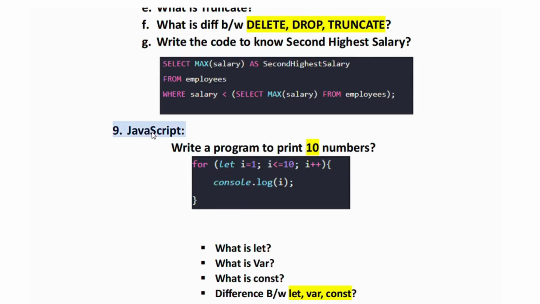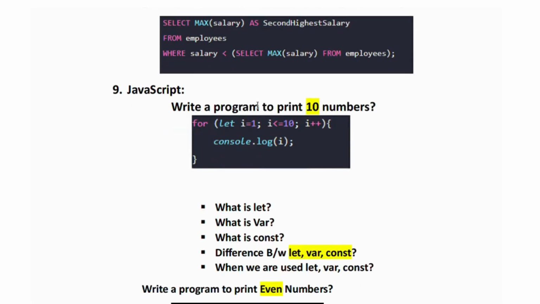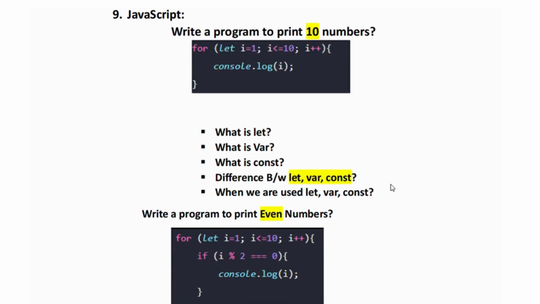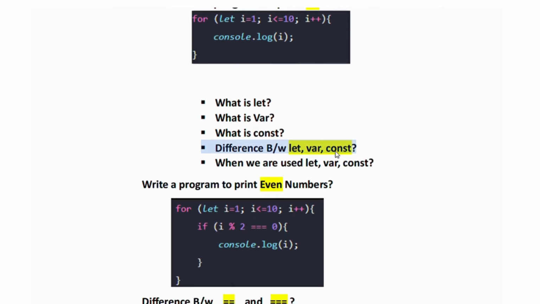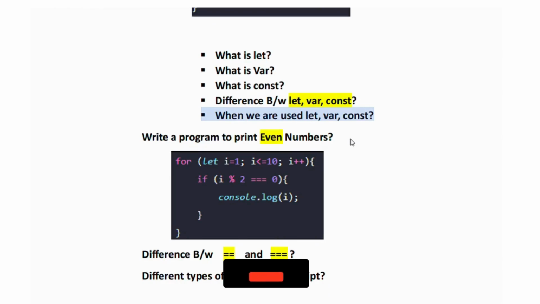Now we dive into JavaScript. Write a program to print 10 numbers. This is the syntax to print 10 numbers in JavaScript. Next questions in JavaScript: what is let, what is var, what is const? What is the difference between let, var, and const? When do we use let, var, and const?